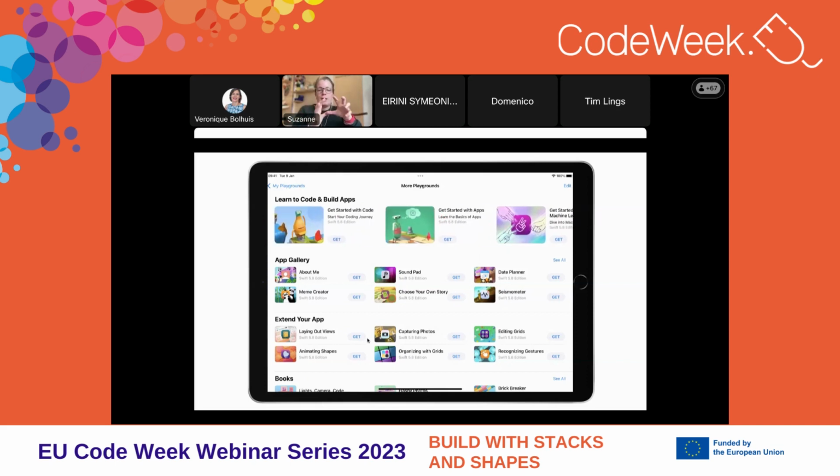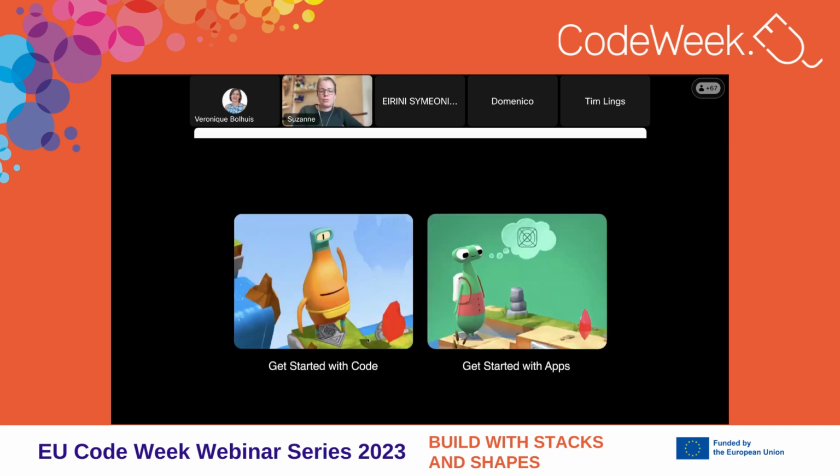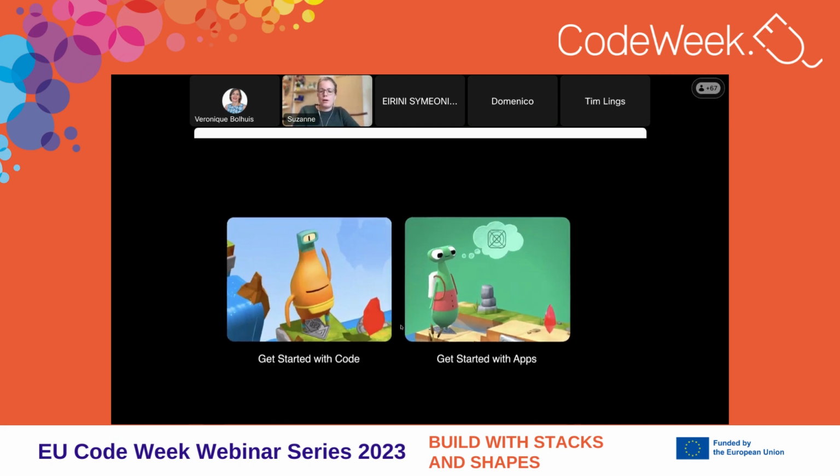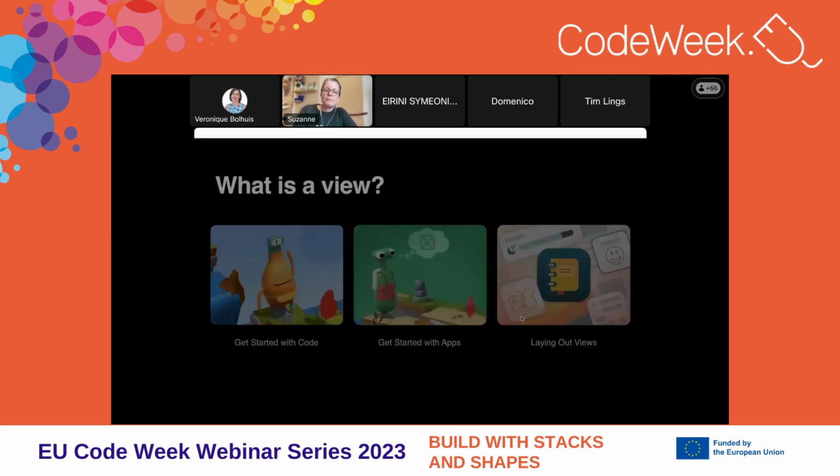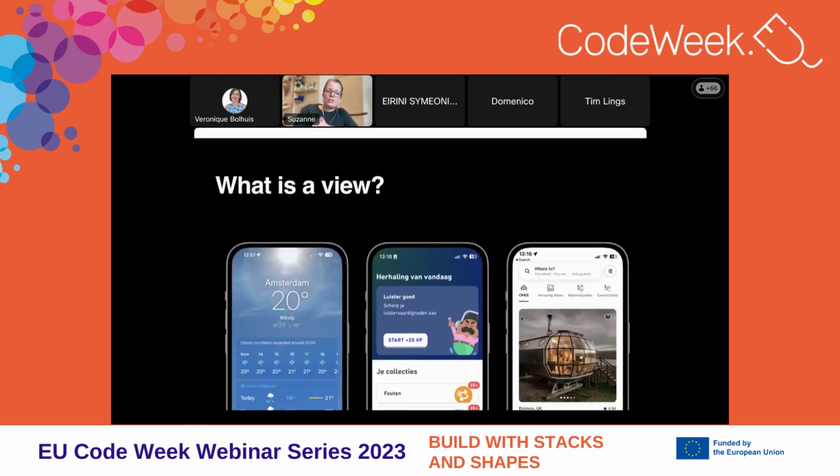So today, our project kind of assumes that you would have done these 3 with your students. Like I said, the core of the curriculum is usually Get Started with Code and Get Started with Apps. Now, before you do this project, maybe you want to do Laying Out Views as well, which is a nice bridge to what actually is a view. And so I'm just going to give you a speed course in what is a view, so we can also skip Laying Out Views when we dive into this project that we're going to do in a bit.